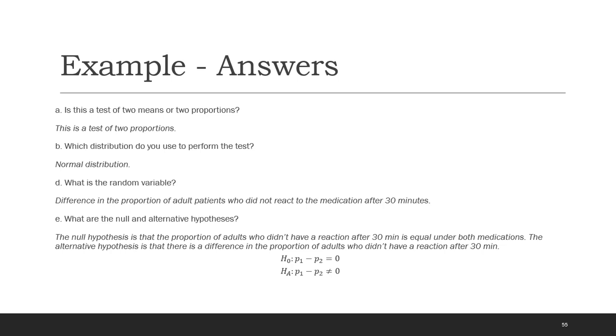Now we're doing a test of two proportions. You always want to take that moment to ask yourself that. And since it's proportions, proportions always use the normal distribution. We never use Student's t. The random variable is going to be the difference in the proportion of adult patients who did not react to the medication after 30 minutes.